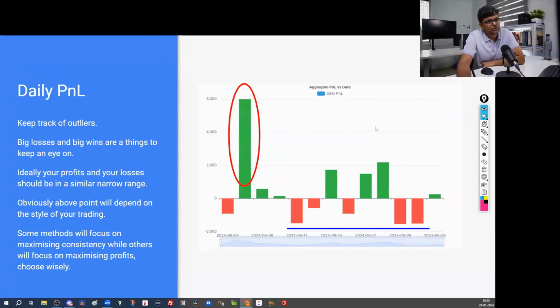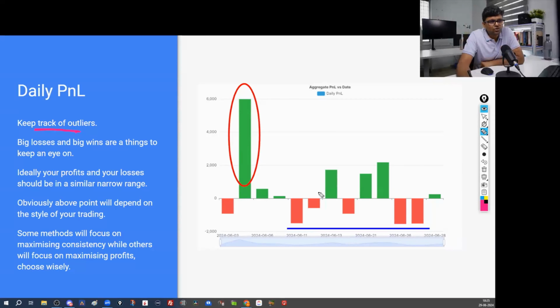Let us move on to daily P&L. Every day we want to know how much money we made, how much is the brokerage and all. We are tracking that very closely. What we need to look at is something like this. This is not all trading sessions, because there were sessions when I did not trade because there was no trade. We have to keep track of outliers. Outliers are very big profit, very big loss, that kind of stuff.